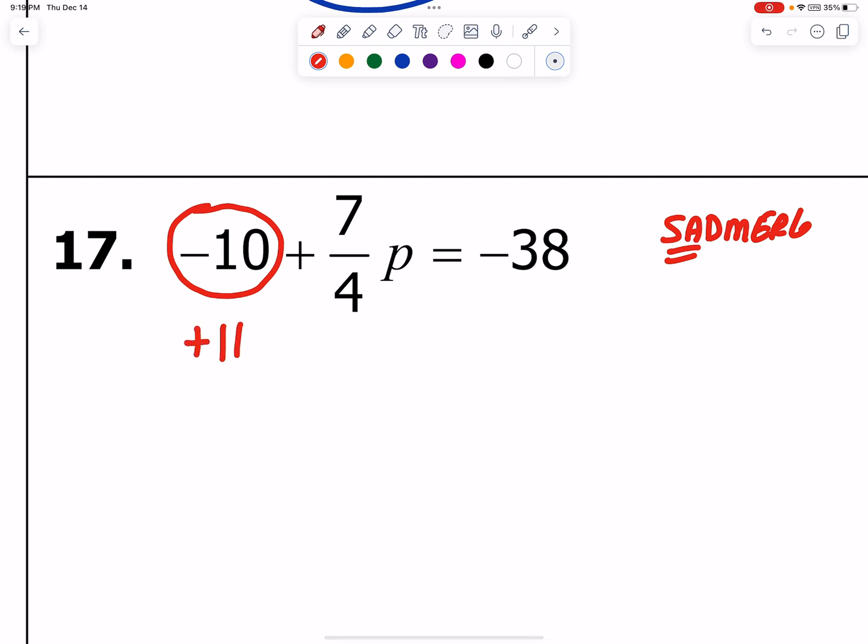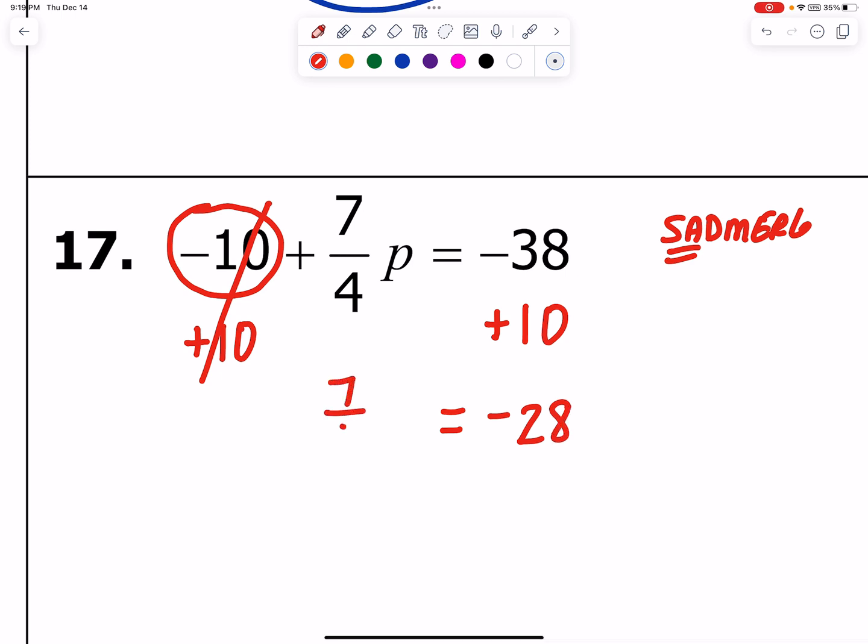So we're going to add 10 to both sides, okay? That cancels out, okay? And what are we left with? So -38 and a positive 10, different sign subtract, put us at -28, okay? What are we left with? 7/4 p, okay? All right, so we have 7/4 times p. How do I get rid of a times 7/4? Well, I divide by 7/4, but we don't divide fractions, everybody. What do we do? We multiply by the reciprocal. So multiply by 4/7 to both sides. Make sure you're representing it like that.